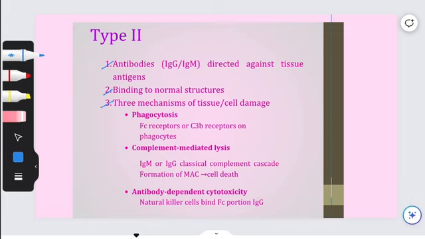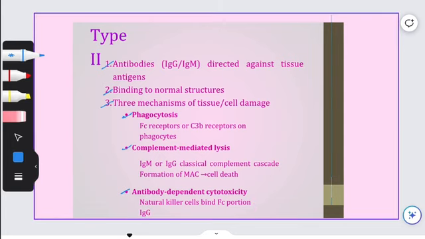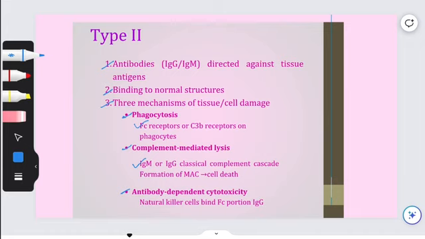There are three mechanisms by which these antibodies cause tissue and cell damage. This can be through phagocytosis, through complement-mediated lysis, or through antibody-dependent cytotoxicity. In some of these disorders, antibodies bind to cells and those cells are consumed by phagocytosis. Phagocytes like macrophages will recognize either the Fc receptors and the IgG antibodies or C3b from the complement pathway.